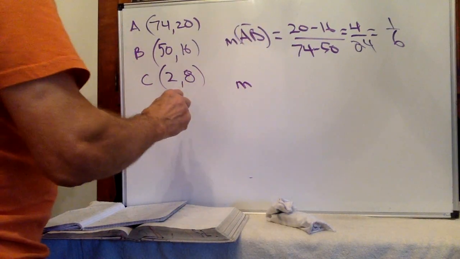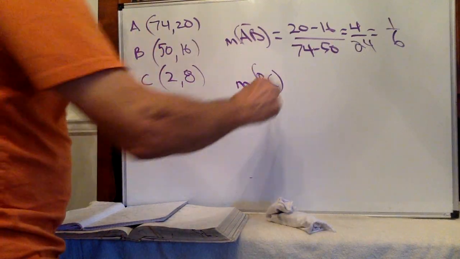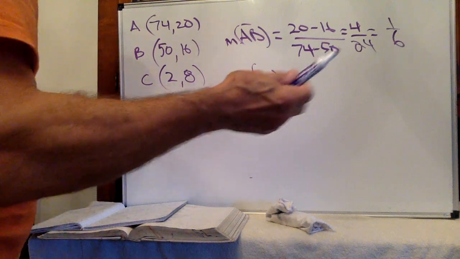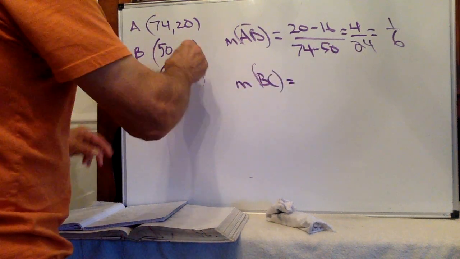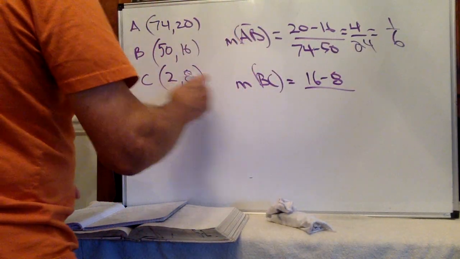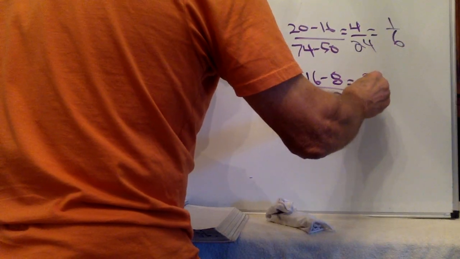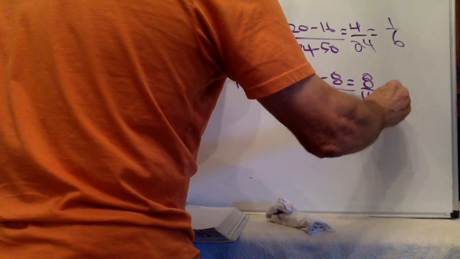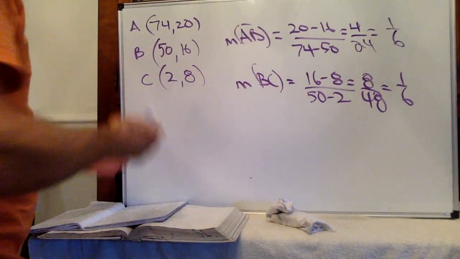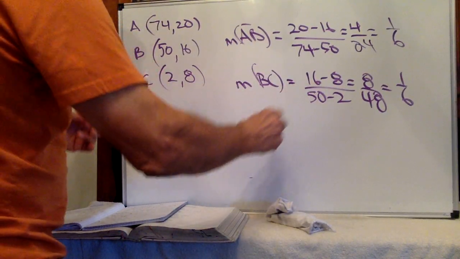All right. Let's find the slope of BC. If you get the same number, the points are collinear. They're on the same straight line. So BC, 16 minus 8 over 50 minus 2. 16 minus 8 is 8 over 48, which is 1/6. The points are collinear. To make sure, let's find the slope of AC. It has to be equal to 1/6 also.